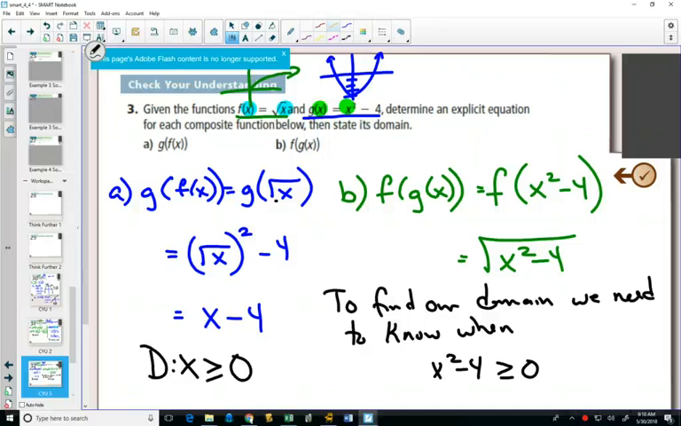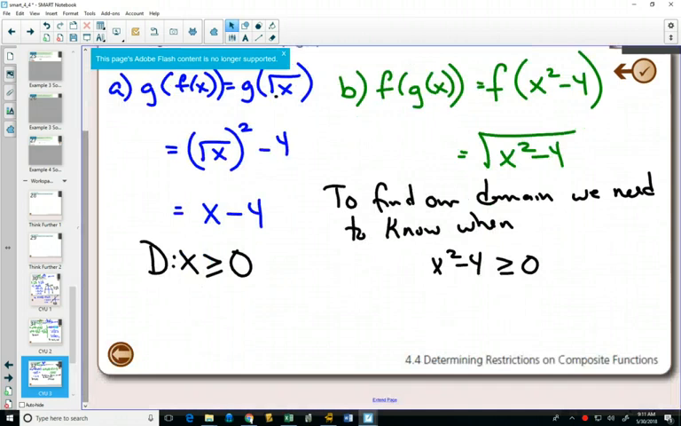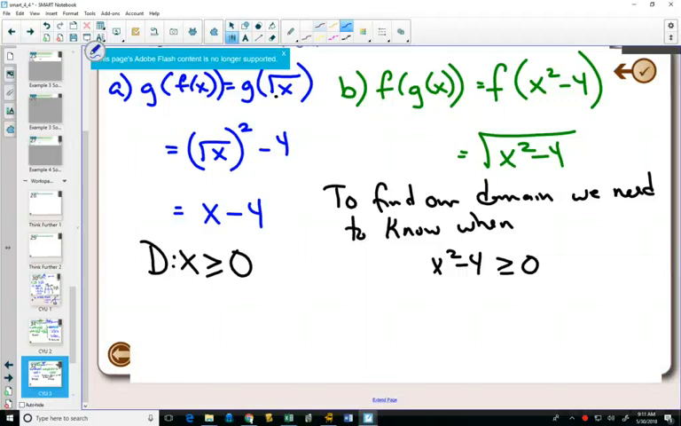we need to know when x squared minus 4 is bigger than or equal to 0. We have no restrictions in the first line. X could be anything. But we know that we can't take the square root of a negative number. So that inside of our square root, that x squared minus 4 has to be bigger than or equal to 0. So how do we solve this? Well, we make it equal to 0. So that means x squared is equal to 4 and x is equal to plus or minus 2.